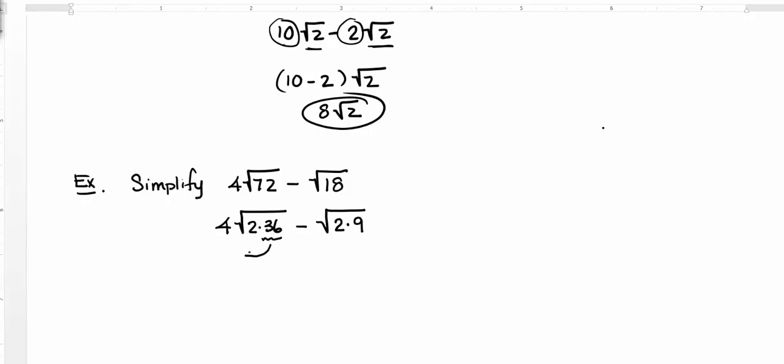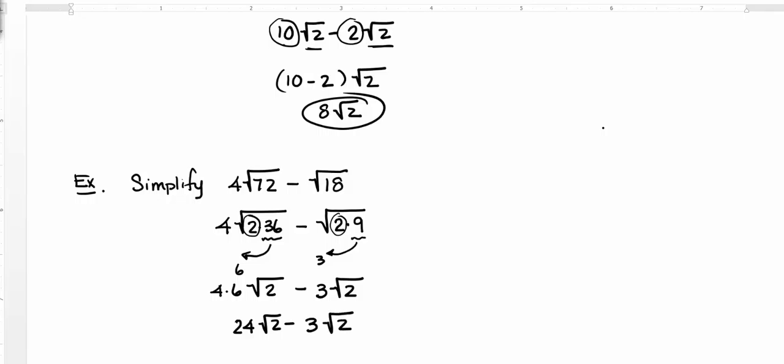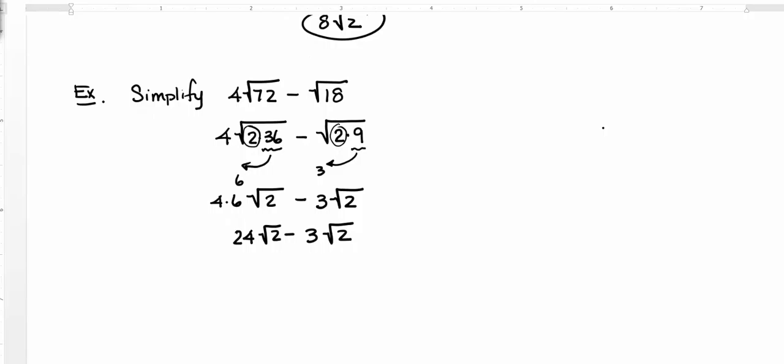So if I take the square root of 36, I'm going to get 6. So that's the same as 4 times 6, and inside stays that 2, minus the square root of 9 comes out as a 3, right? The square root of 9 is a 3, so 3 times the square root of 2, the 2 stays in. And now I have 24 square root of 2 minus 3 square root of 2, or 24 minus 3 times the square root of 2, which will give me 21 times the square root of 2. And that's as simplified as it gets.